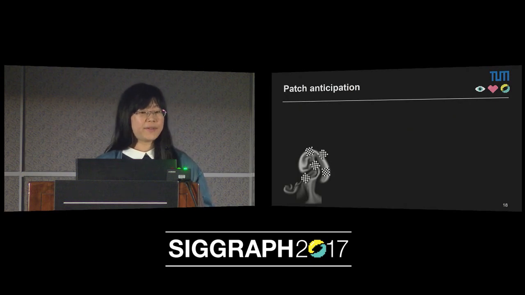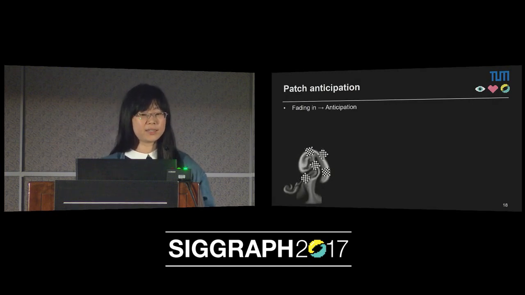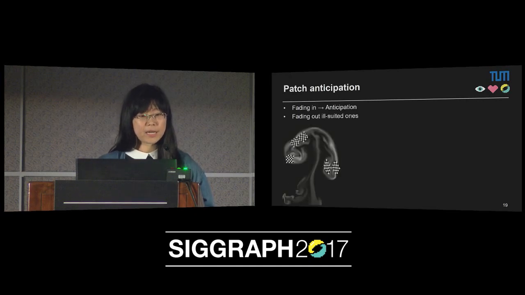And besides patch advection, fading in time is also necessary to keep the coherence. However, it is also a little harmful for the final detail. So instead of a normal fading in, we do a patch anticipation, where patches are advected backward and smoothly faded in. In this way, the patch can stay undeformed when they are fully visible and when they match the content the best. And the fading out part is just normal, so we will just fade out ill-suited ones when they deform too much or when they do not fit the content anymore.